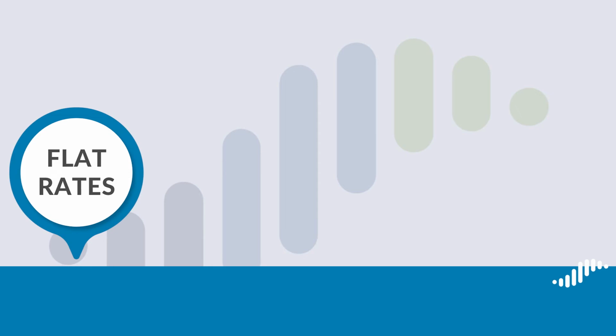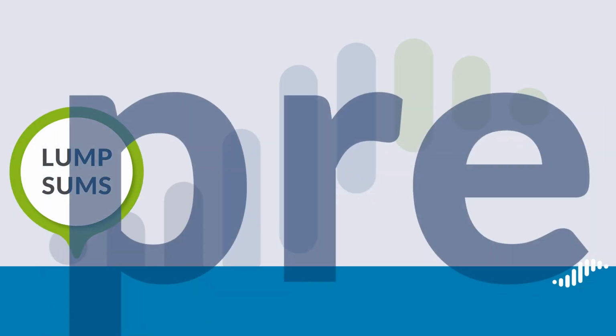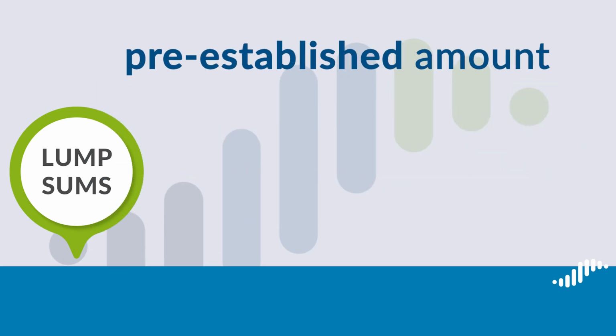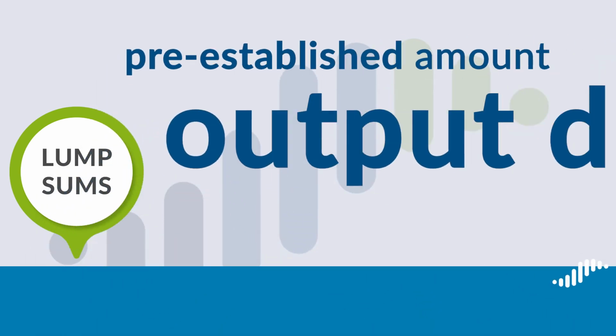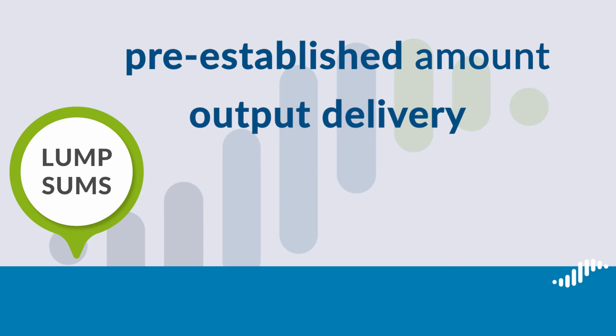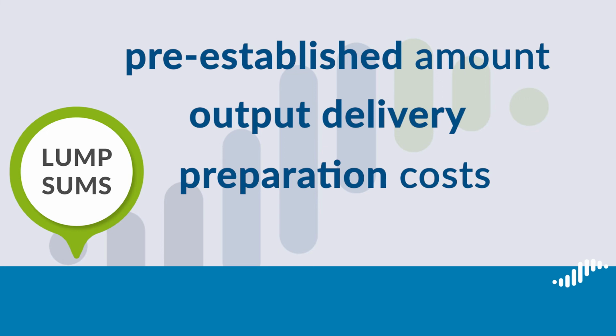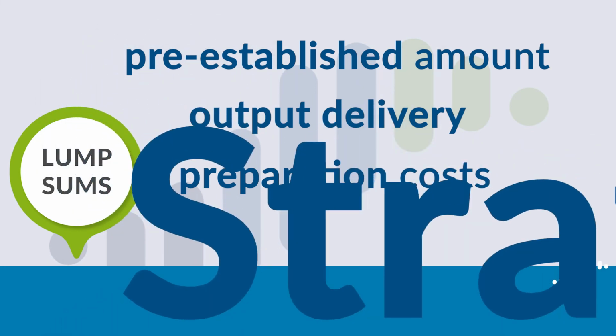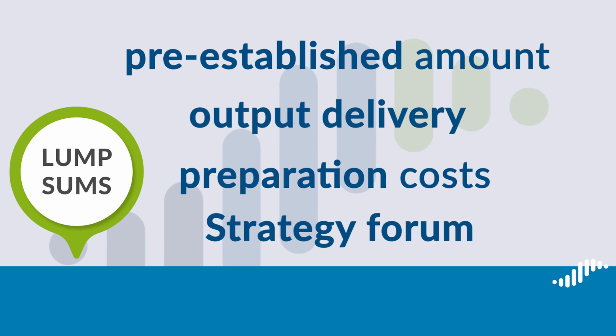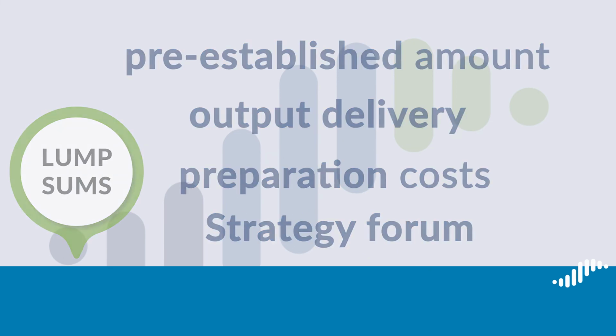The third type of SCOs are lump sums. A lump sum is a pre-established amount which is reimbursed if the outputs are delivered. You know the conditions beforehand, and you know what you will get for that in advance. In our program, you can find lump sum in the core and small projects for preparation costs. In addition, projects related to the implementation of the annual strategy forum are co-financed via lump sum exclusively.